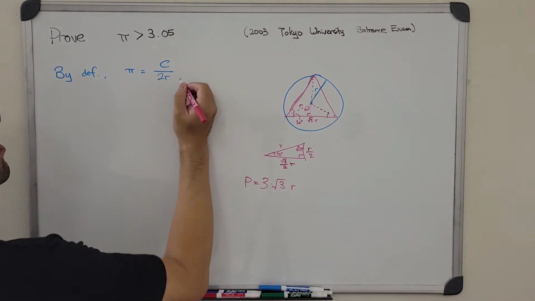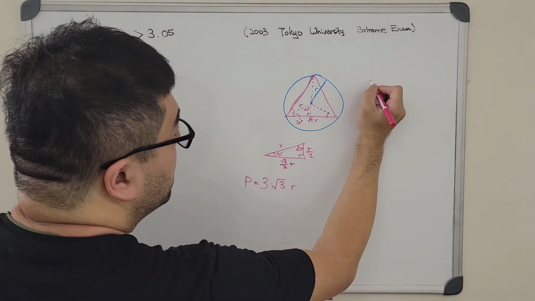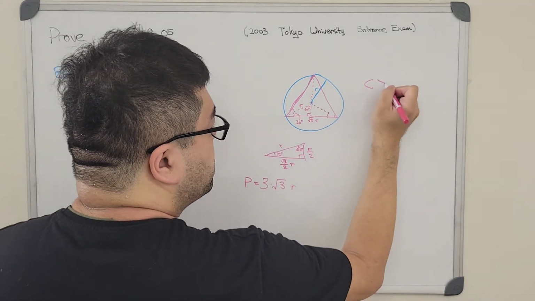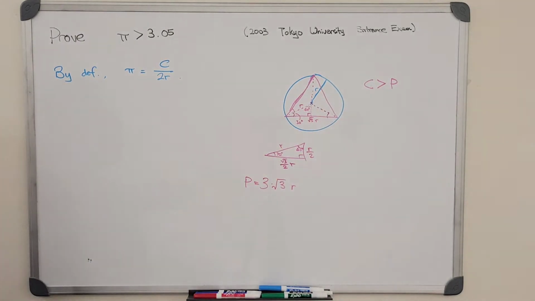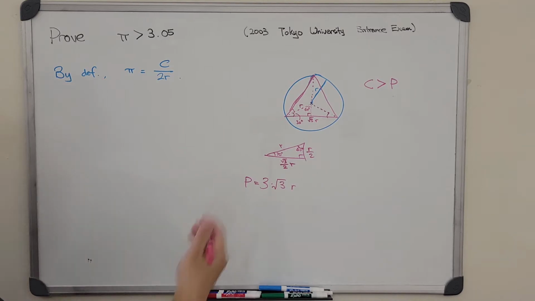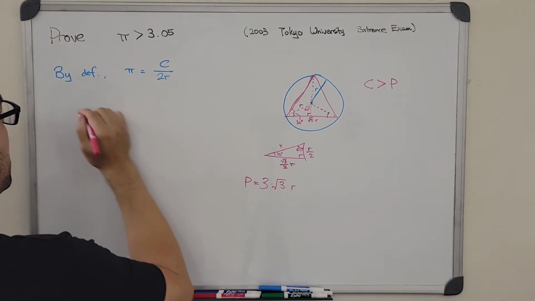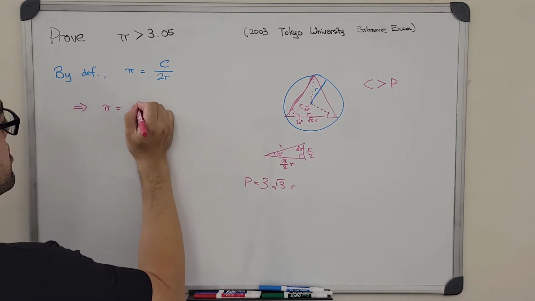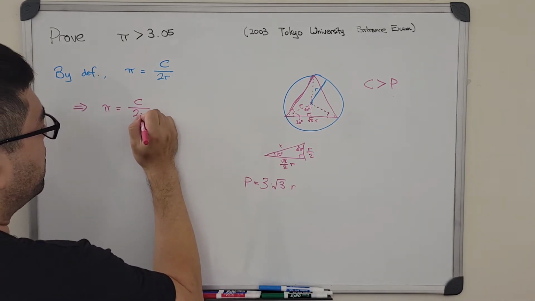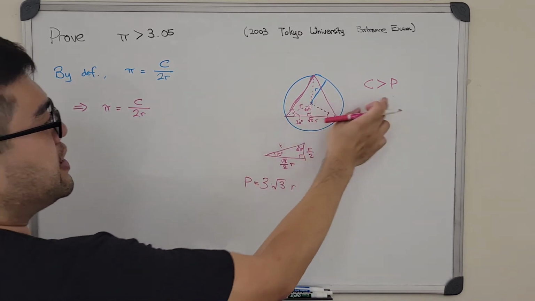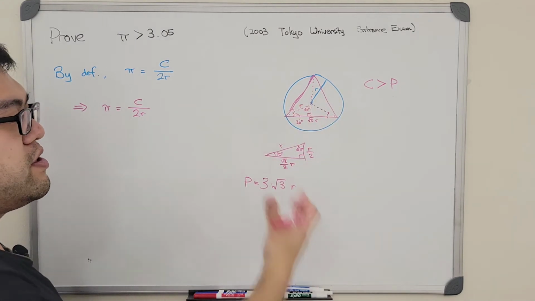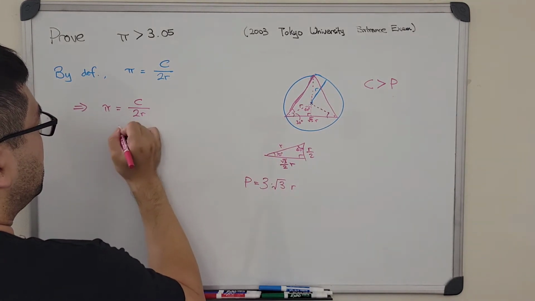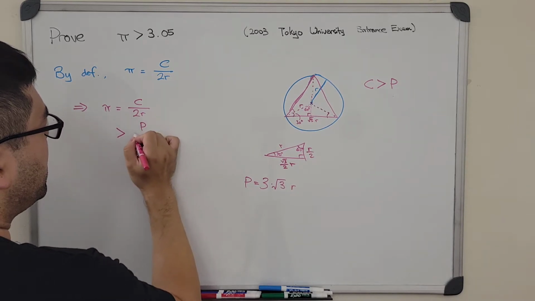Then what are we going to do? Now we're going to substitute back in. Since we know that the circumference, which is the perimeter of the circle, is always greater than the perimeter of the regular polygon that we're drawing inside of the circle, from the figure, we now can do the proof. Use the definition here. We have pi is equal to c, the circumference, over 2r. Now we use the concept that the circumference is always greater than the perimeter of the regular polygon we're going to draw. We see that this is always greater than p over 2r.